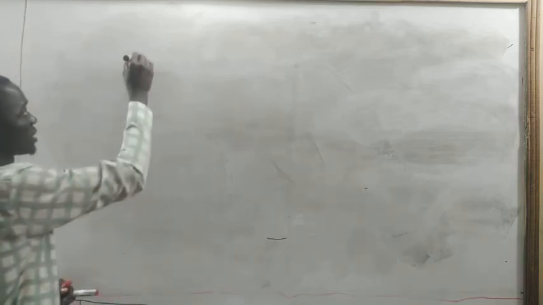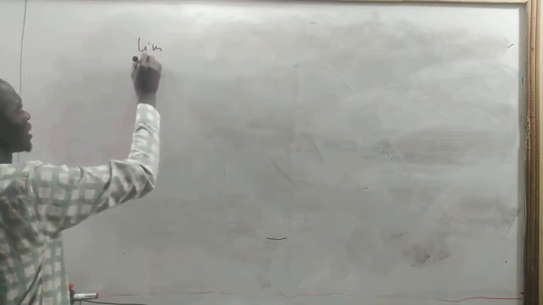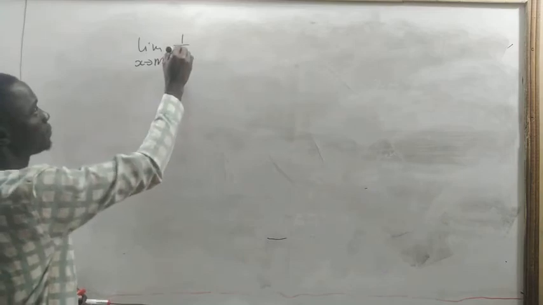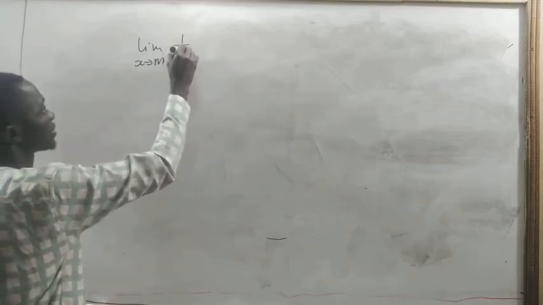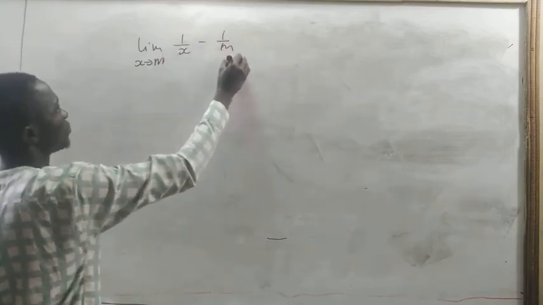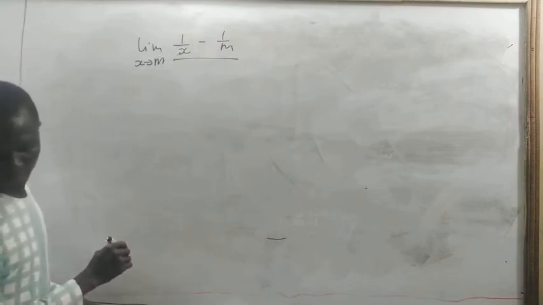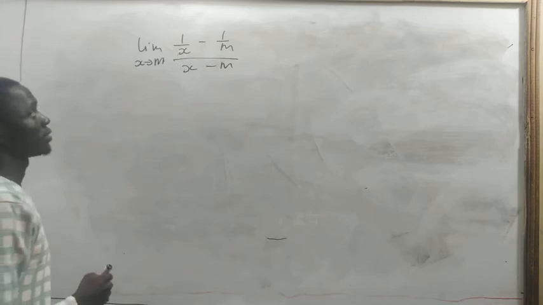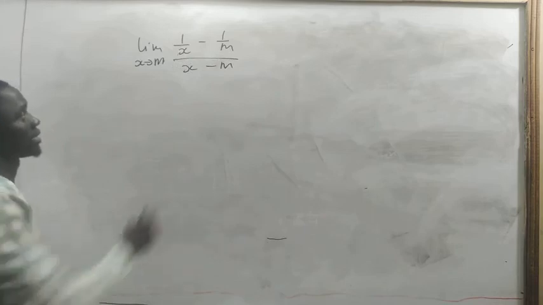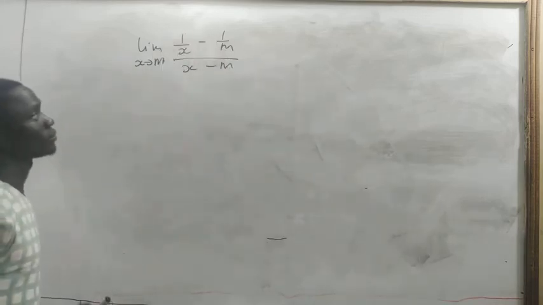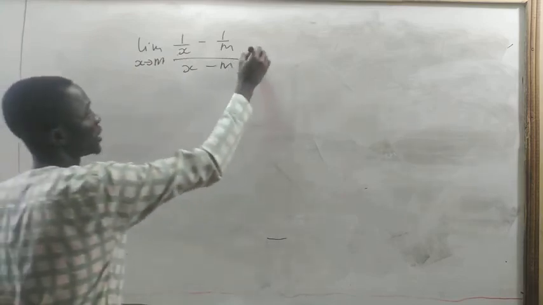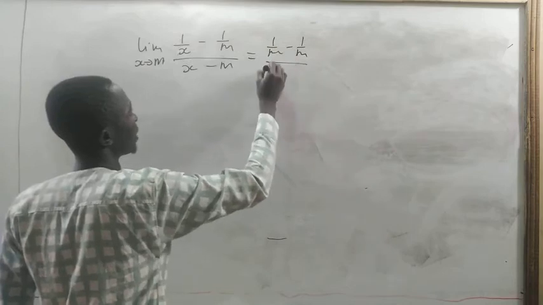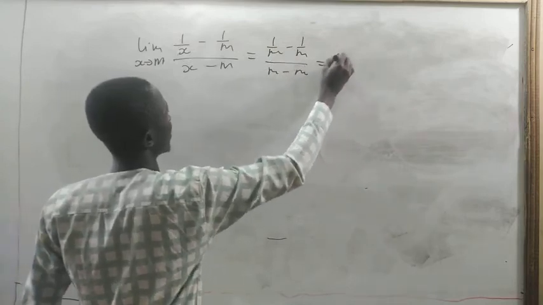Now, what about this one? If we take the limit as x approaches m, of 1 divided by x minus 1 divided by m, all divided by x minus m. How do we do this one? Let's simplify what we have at the top. Or let's put in m first and see what we get. You have 1 on m minus 1 on m divided by m minus m. That will give us 0 divided by 0.